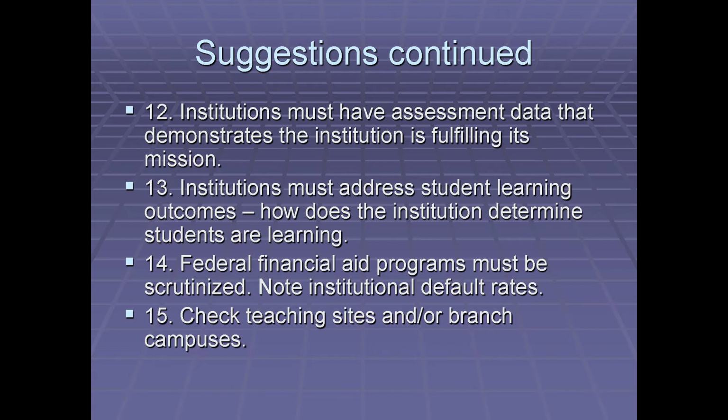And institutions must address student learning outcomes. How does the institution determine that students are learning? So I always tell institutions, write measurable learning outcomes. And so when the team comes in there, your responsibility is to see if, yes, they have written good measurable programmatic learning outcomes or not, and then to make a determination if students are really learning. What are some of those assessment measures? Federal financial aid programs must be scrutinized, note institutional default rates in the team report.